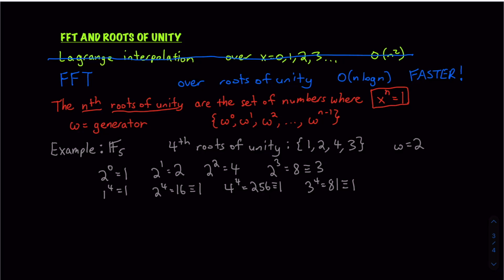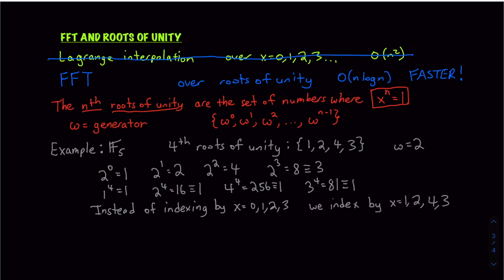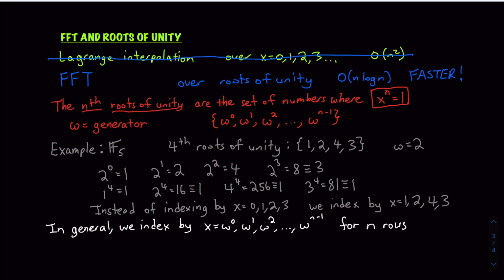So instead of indexing by x equals 0, 1, 2, 3, if we have 4 rows, we index by the fourth roots of unity, omega to the 0, omega to the 1, omega squared, and omega cubed. If instead we were working with n rows, we would index by the nth roots of unity, omega to the 0, omega to the 1, omega squared, and so on up to omega to the power n minus 1.